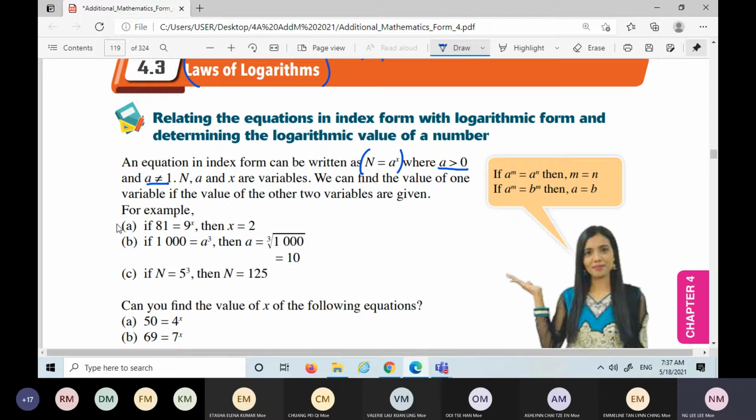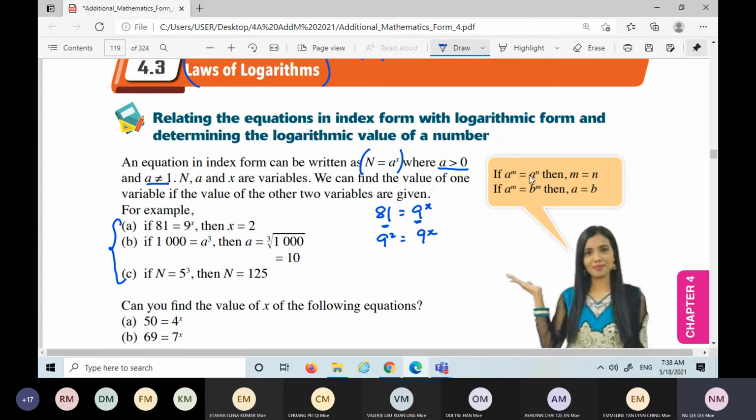So look at these three examples. A little bit of revision for your indices. See whether you know how to get the third variable if two variables are given. Look at A. If 81 is equal to 9 to power of x, how to find the x? You see this is base 9. The 81 you can also write in base 9. So you write 81 as 9 to power of 2, so it's 9 to power x.